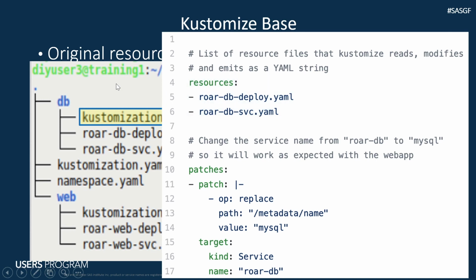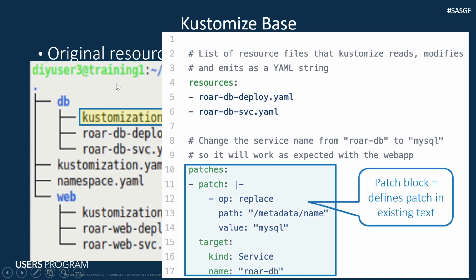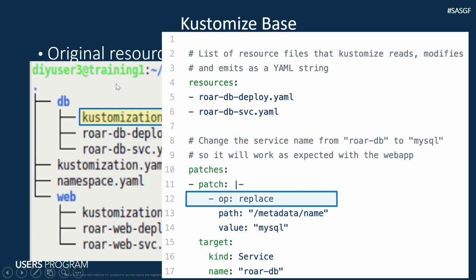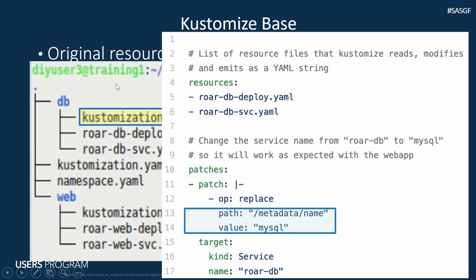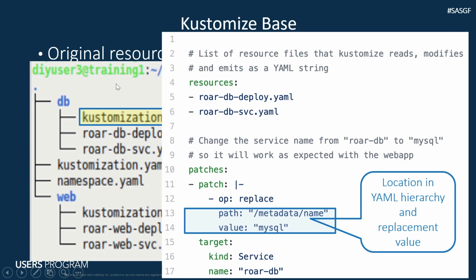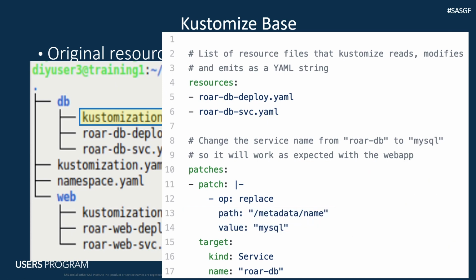And we have the resources to include, the patch operation in there to define the patch to make to the existing text. The type of patch, as we said, the location in the hierarchy and the replacement value, how to find it, and the item to search for out there.